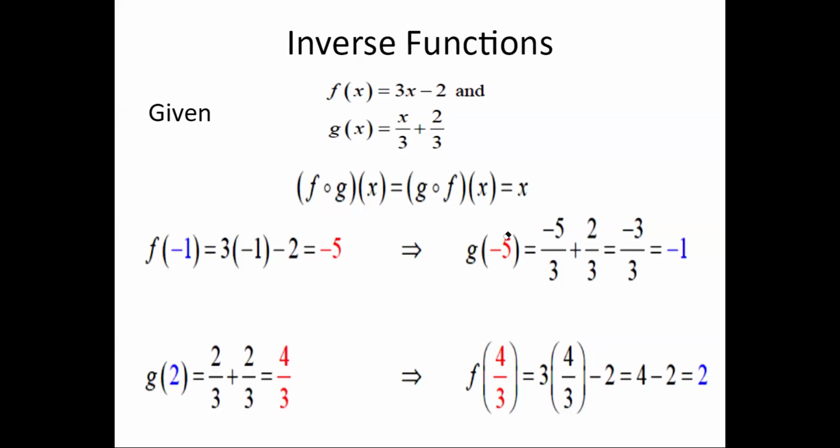The diagram in the next slide will illustrate it. These are with some numbers. You put in -1, you get out -5. You put -5 in g of x, which is the inverse of f of x, it will take you back to -1. Similarly, you take 2, you put it in g of x, you get 4/3. If you put 4/3 in f of x, you get back 2. These two functions seem to be reversing one another, at least intuitively.